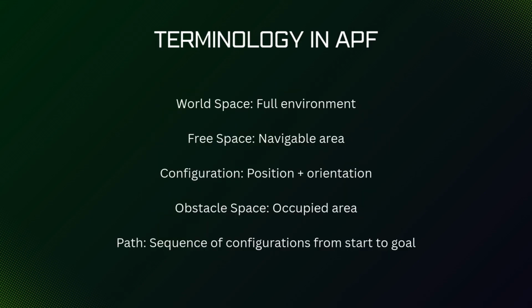Before proceeding further, let us define a few terms central to the APF algorithm. The world space is the complete environment. Free space is where the robot can move, while obstacle space is where it cannot. A configuration describes the robot's current state, which includes the position and orientation of the robot. The path is a trajectory formed by a sequence of configurations.